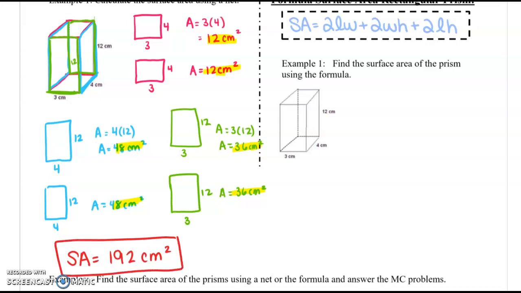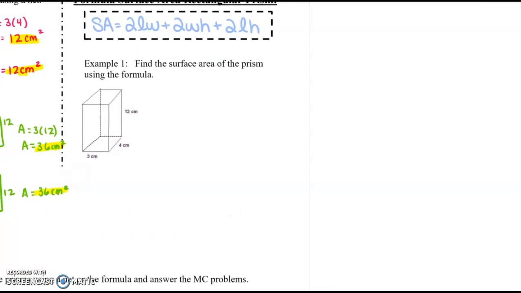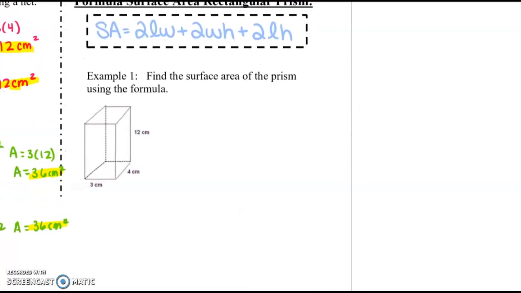We can also use a formula. So for the formula, you just have to note what the length, the width, and the height is. I'm going to call this my length, this my width, this my height. And then I go into my surface area formula, which is 2 times the length times the width, plus 2 times the width times the height, plus 2 times the length times the height.